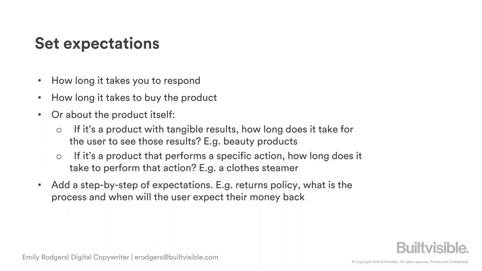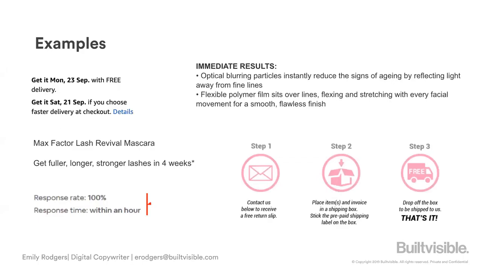This works really well for more complicated products and services that customers aren't used to buying. So here are just some things that you can add to your product pages to set customer expectations. And here are just some examples of those. In there, we've got a really clear step-by-step of, I think it's returns. We've got response rate, so a response time within an hour. If a customer knows that they're going to be fast responsive, that really helps them know exactly when to expect a response.